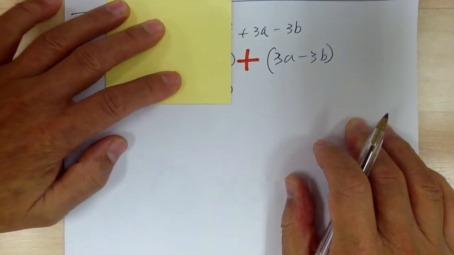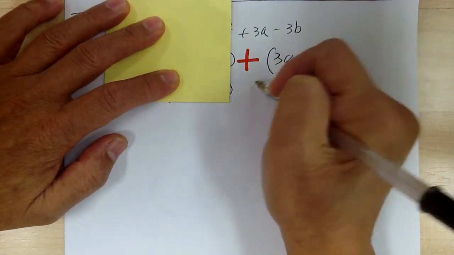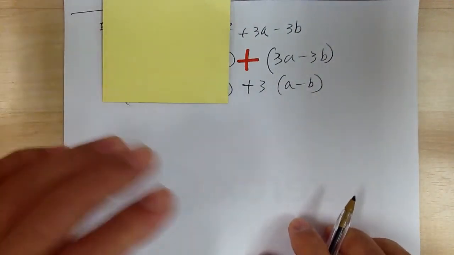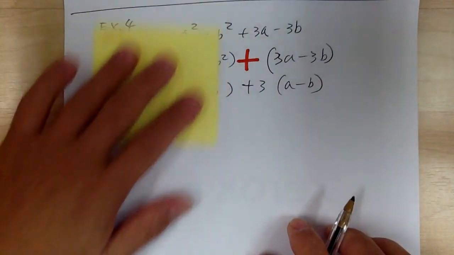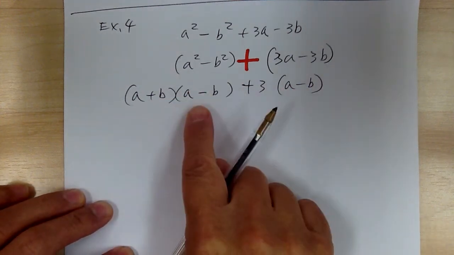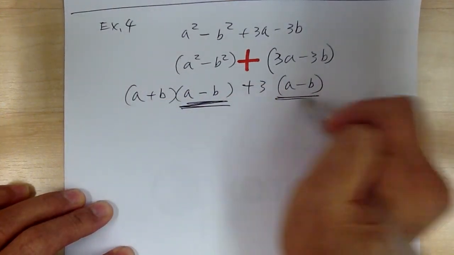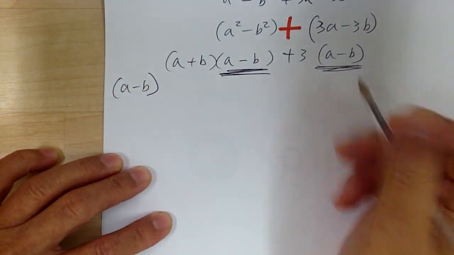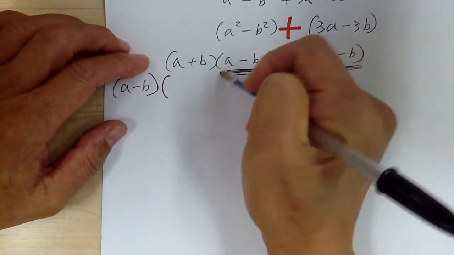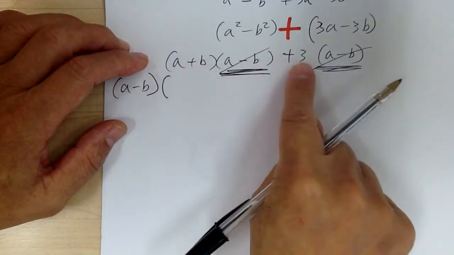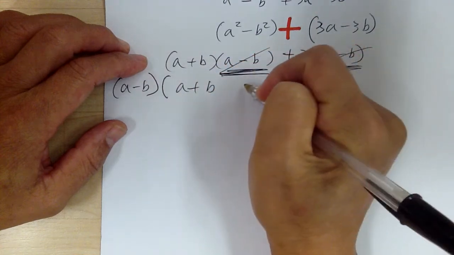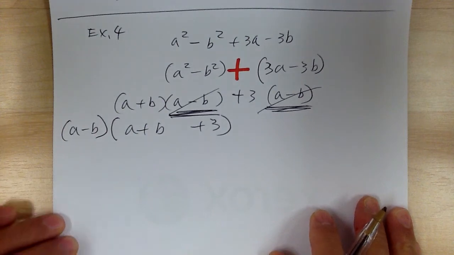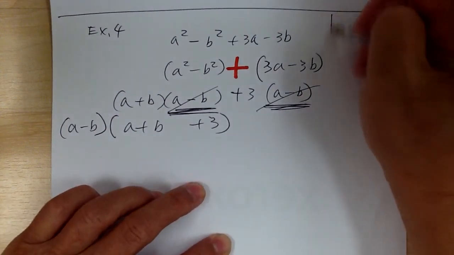Now let's go to the second half. Okay, this one, you can factor out the 3. So you got a minus b. Okay, so now we're done with each half. So we're going to bring them back together. And look, what do they have in common? Well, you got this one here and this one here. So go and factor it out. So you're going to get a minus b. And the leftover would be, so this is gone, a plus b plus 3. Okay, and that's it. So that's how you do the grouping. Okay, so let's go ahead and do practice.